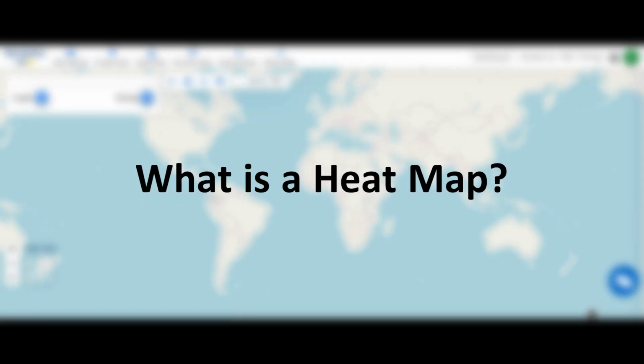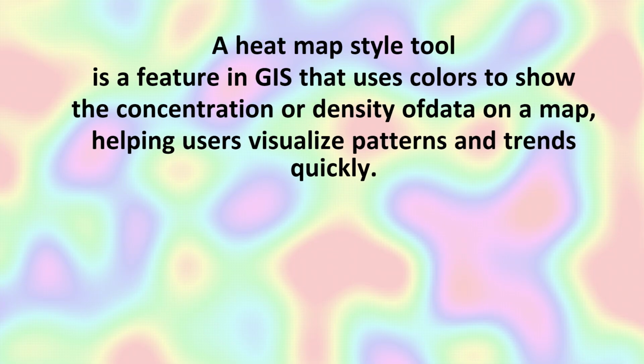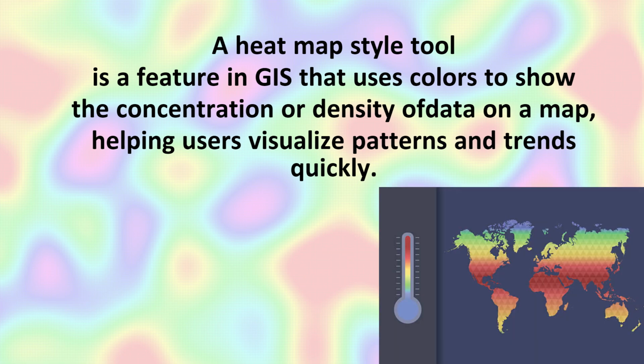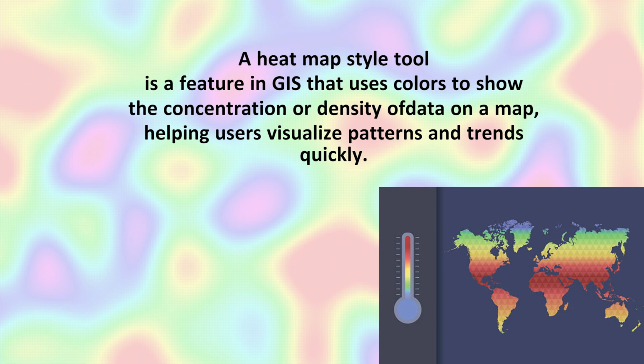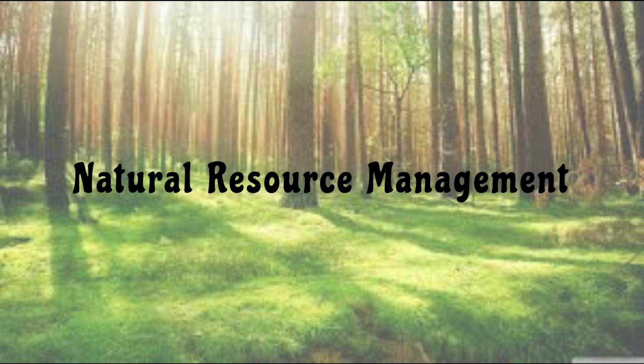What is a heat map? A heat map is a powerful visualization tool used in GIS. It's a way to represent data using colors to show the density or intensity of a particular phenomenon across a geographical area. Heat maps help us spot patterns in natural resources like forests.